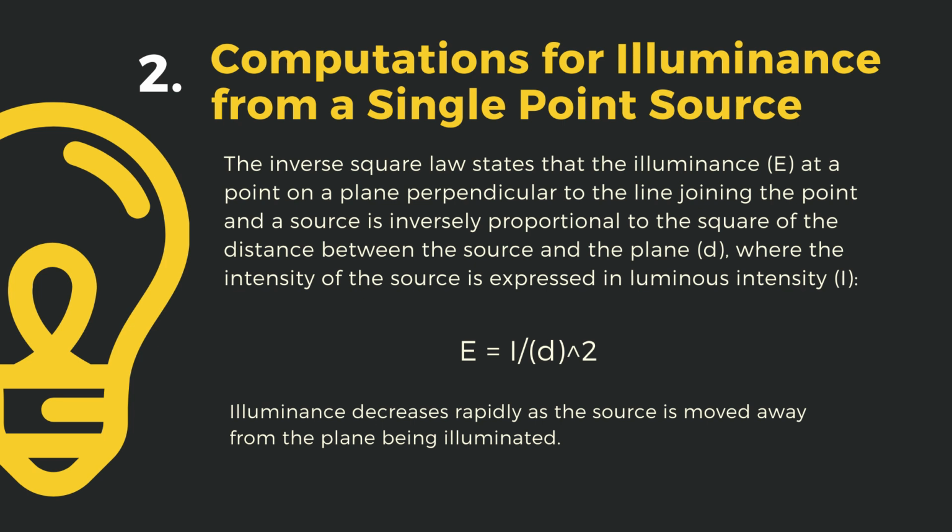So, that is how we compute for illuminance. E equals I, which is luminous intensity, over the square of the distance. That is all for principle 2.